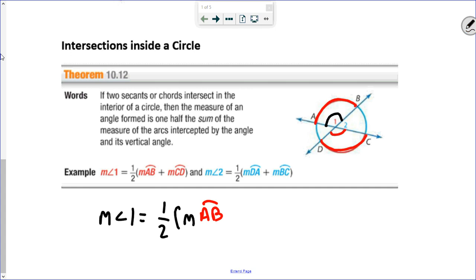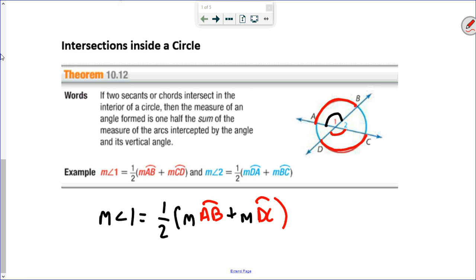plus the measure of arc DC, or CD, as the formula says, either way. So we can, of course, plug values in there. That's what we'll be working on in our examples. AB and DC would have values, which would let us calculate angle 1.